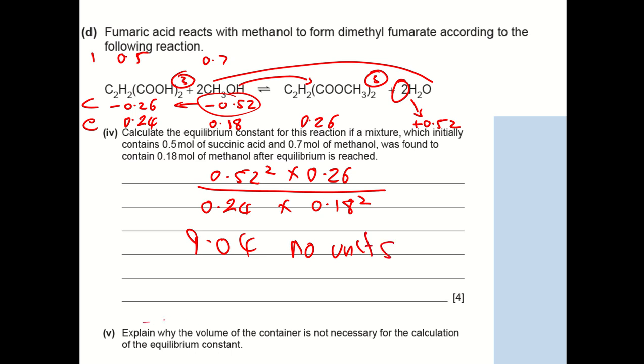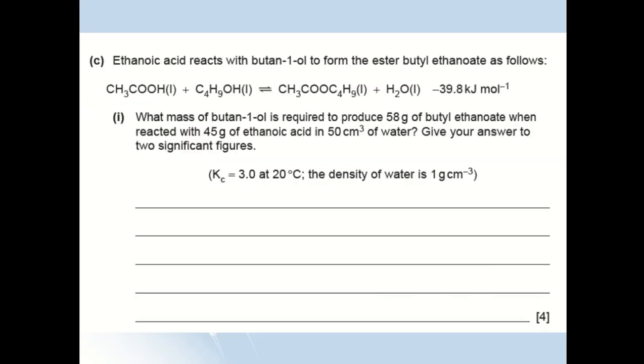It says down at the bottom, explain why the volume of the container is not necessary. That's just because the number of moles on the left and the right hand side are the same, so they cancel each other out.